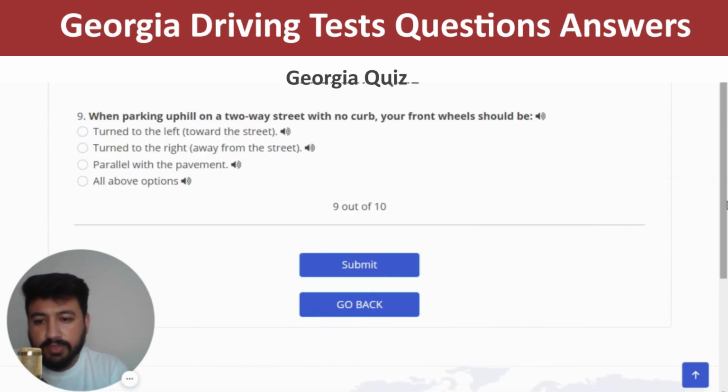We will move to the second last question of quiz number 4. The question is, when parking uphill on a two-way street with no curb, your front wheel should be. The right answer of this question is turn to the right away from the street. So I'm going to select the second option.